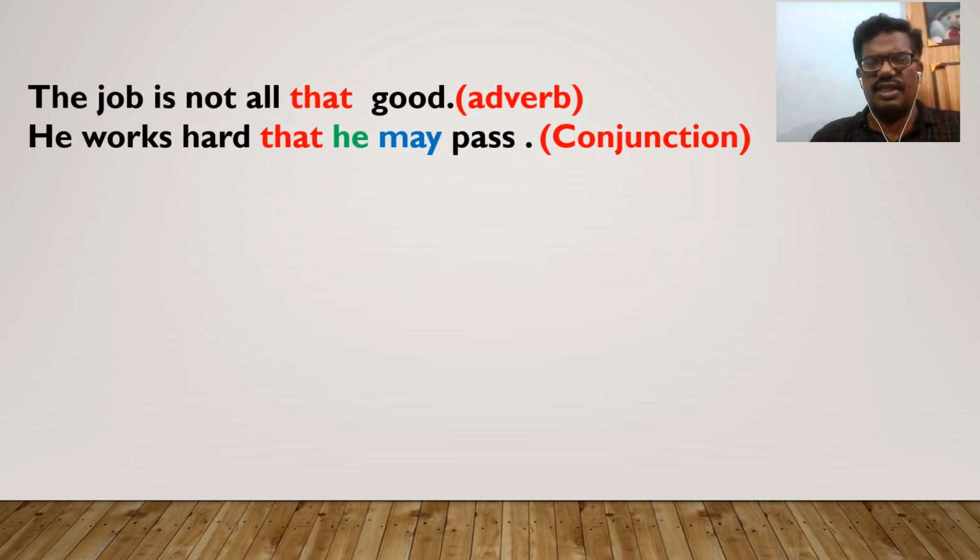In this first set, after the word that, we find an adjective that is good. So the word that here is called an adverb. And in the second sentence, after that, we find a clause that is he may pass. That means we have subject plus verb. So the word that here is called a conjunction.